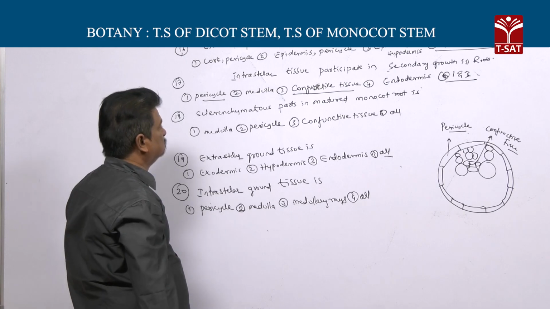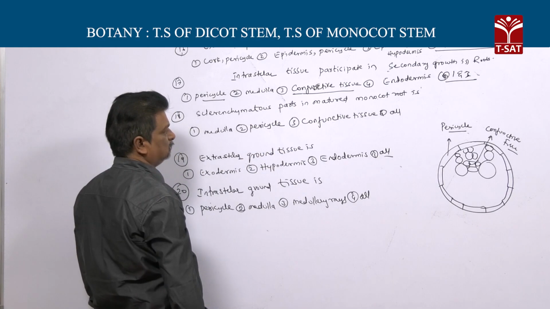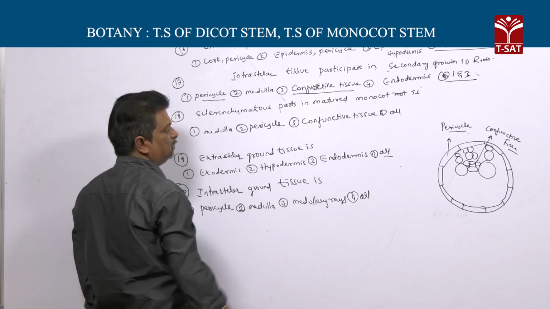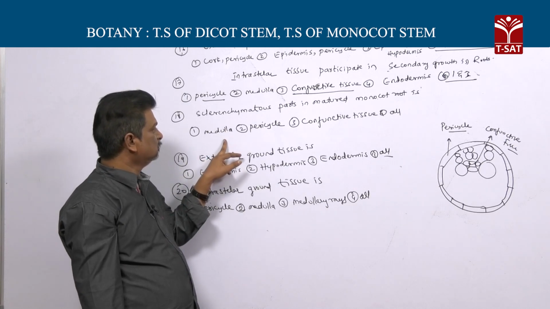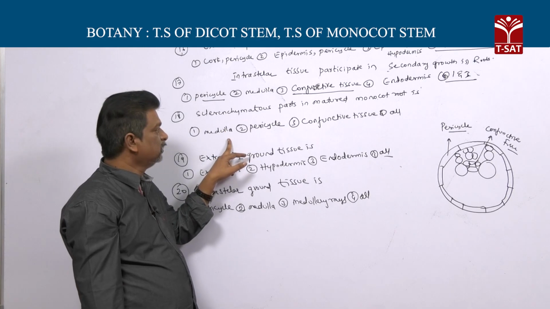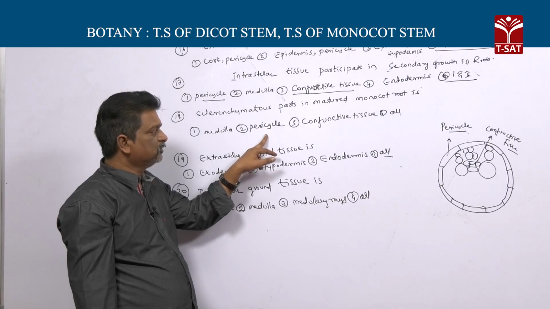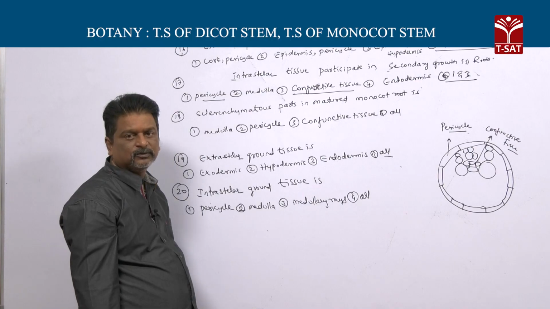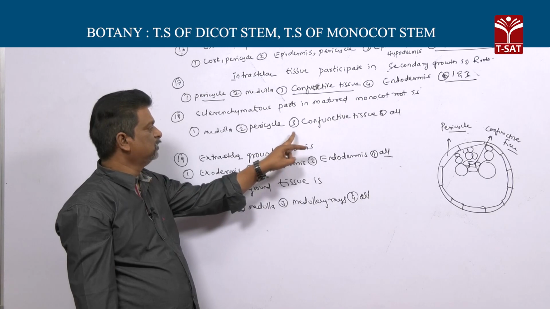The next one: sclerenchymatous part in matured monocot root: medulla, pericycle and conjunctive tissue. All are sclerenchymatous. In monocot root, an enlarged medulla is present, but in the mature root it is sclerenchymatous. In the matured root, the pericycle is sclerenchymatous. Even conjunctive tissue is sclerenchymatous. So all these three are sclerenchymatous in the matured root.